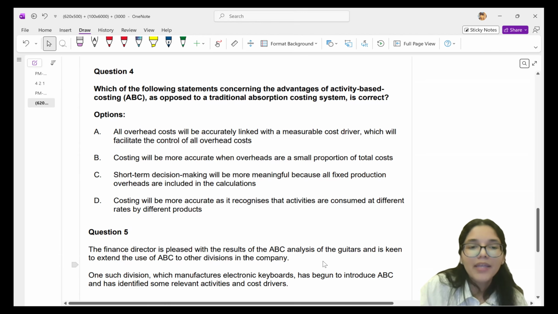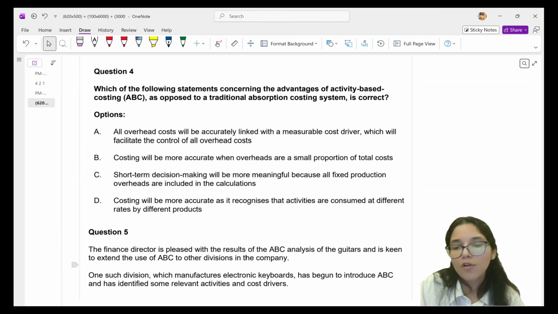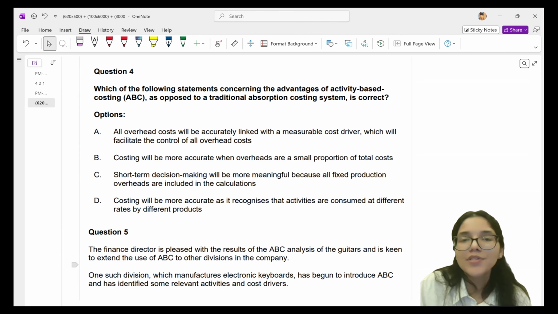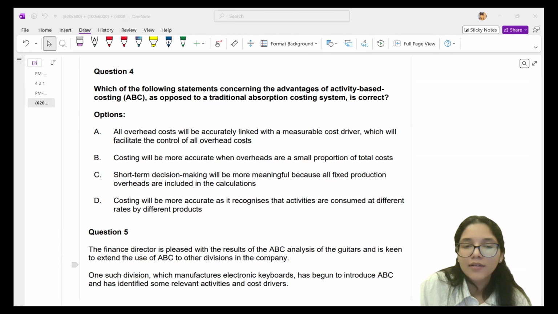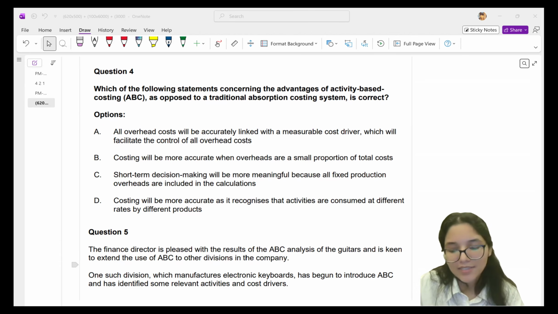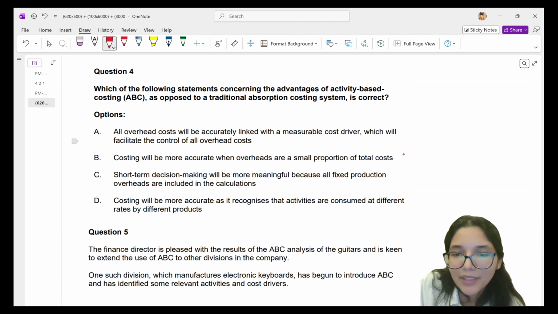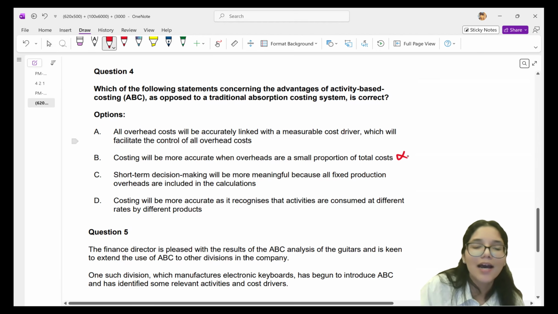Then you have statement B, costing will be more accurate when overheads are a small proportion of total costs. What do you people think about statement B? Statement A we can come back to, but can statement B be the answer? Statement B has to be right because we were just discussing for which businesses will ABC be more accurate? For which business will ABC be more accurate? High proportion of overheads. Absolutely. So this way I can very easily eliminate option B is not going to be my answer.